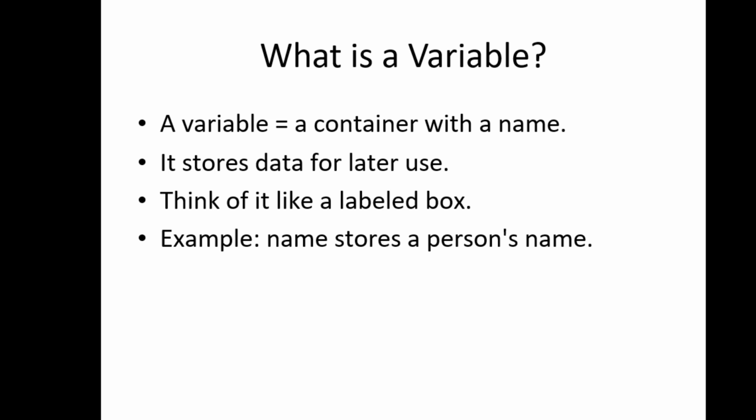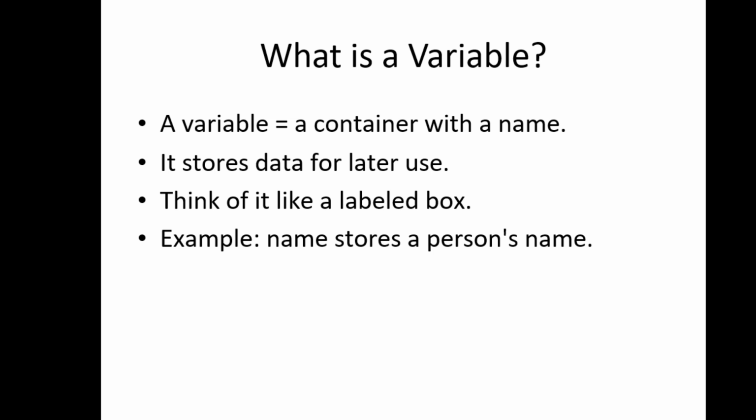Now let's start with variables. What do you mean by a variable? A variable is simply a container with a name. It stores data for later use. Let's say, for example, you have a labeled box, for example, name. In that box you want to put something. Whatever name you give that box is nothing but a variable, and what you put into that box is the value of that variable.